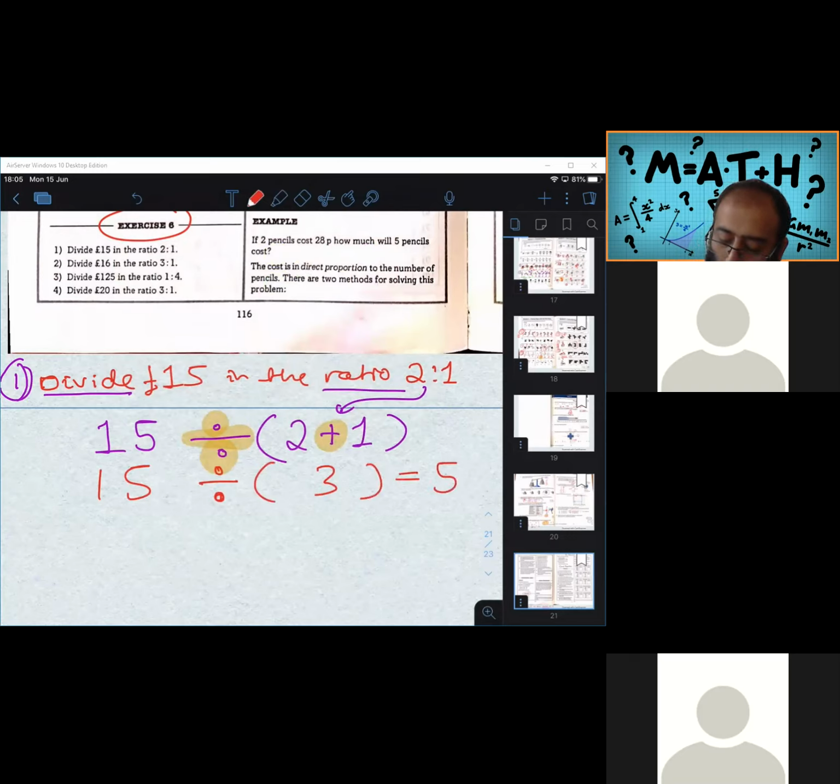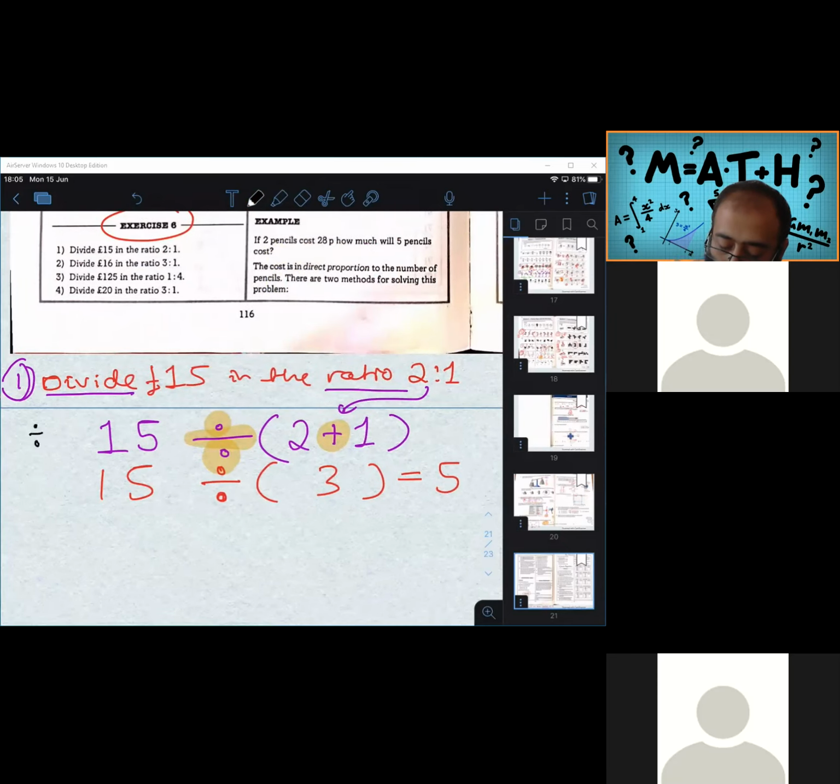Okay, now we've got one step left. So in this question, we are doing division. We just did addition, and the last step is multiplication. Now that we know there is 5 pound per part, because when you're dividing in a ratio, you've got 2 parts here, 2 to 1.